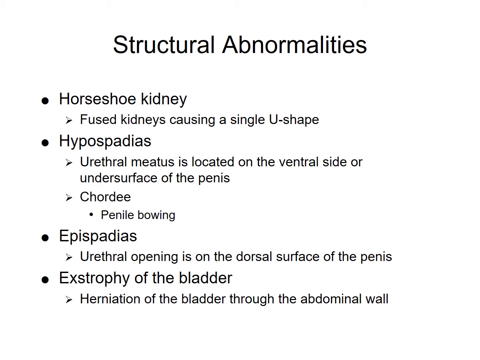U shape. Hypospadias, where the urethral meatus is located on the ventral side. Chordee, which is penile bowing. Epispadias, where the urethral opening is on the dorsal surface of the penis. And exstrophy of the bladder, which is a herniation of the bladder through the abdominal wall.